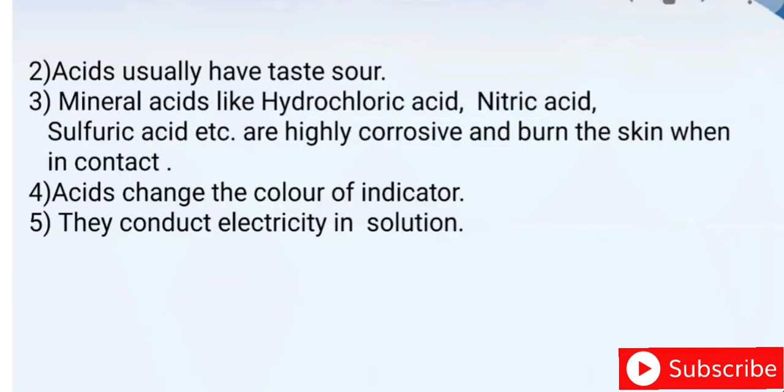Acids usually have a sour taste. Mineral acids like hydrochloric acid, nitric acid, sulfuric acid, etc. are highly corrosive and burn the skin when in contact. You have seen the movie of Deepika Padukone, Chhapaak, on acid attack. You have seen how terribly acid burns the skin. Now, acids change the color of indicators. They conduct electricity in solution.